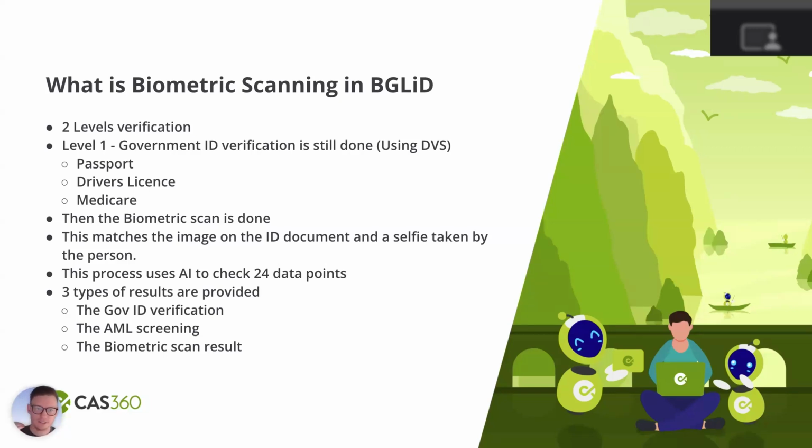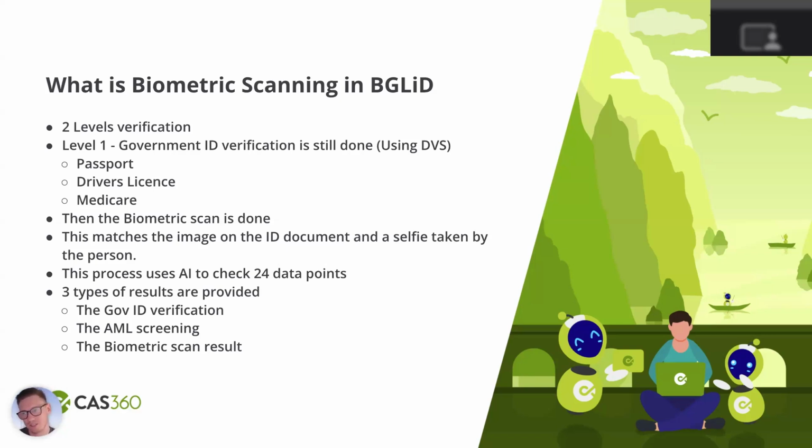So the first thing to understand with BGLiD biometric scanning is it's a second authentication that we have added. So we've tried to continue the existing product, so the existing ID verification with the DVS, and then add a biometric scan on top of that. And that's really important because some providers will do one and not the other. With BGLiD, we're really focused on delivering both.